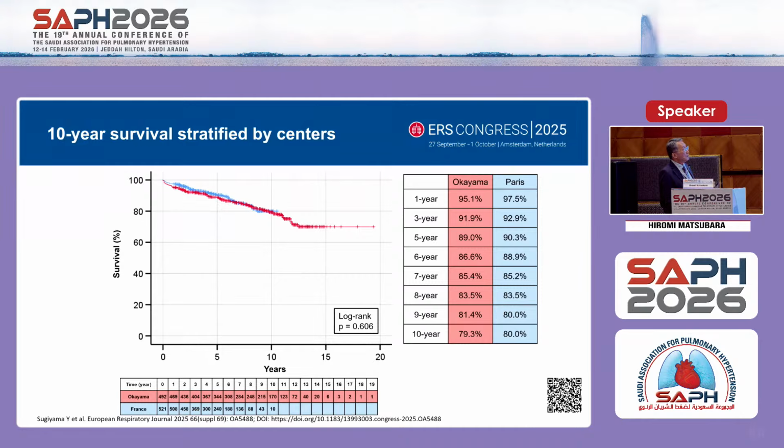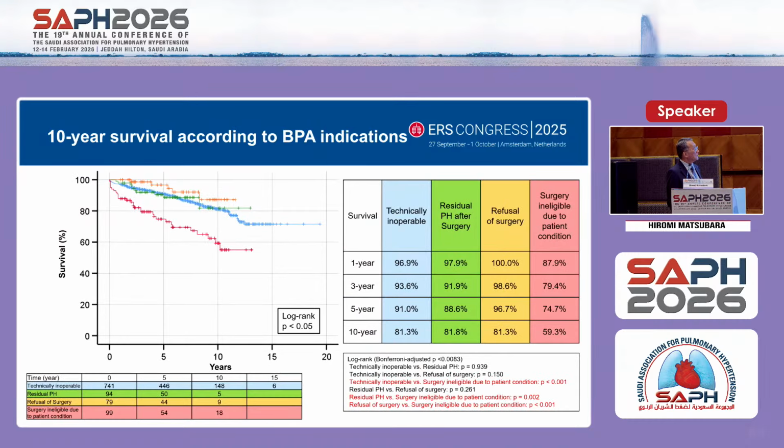If we look at the differences between centers, because up to now the Japanese data was too good compared to the international data, we compared the survival data separately. And please note that there was no significant difference. The French group's survival until 5 years appears to be even better compared to ours, because the standpoint is a bit different from ours. But anyway, they're almost similar. So no center difference exists.